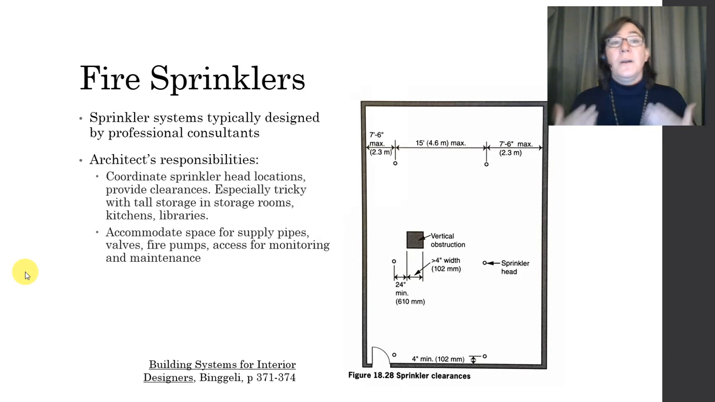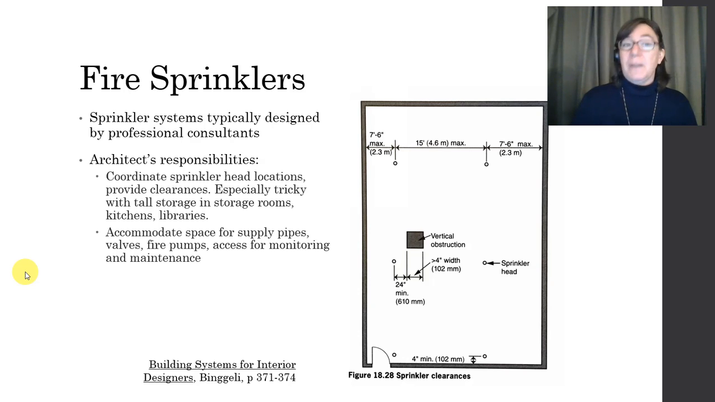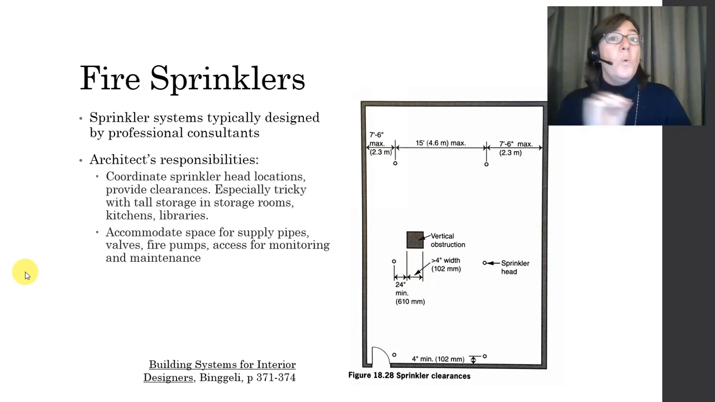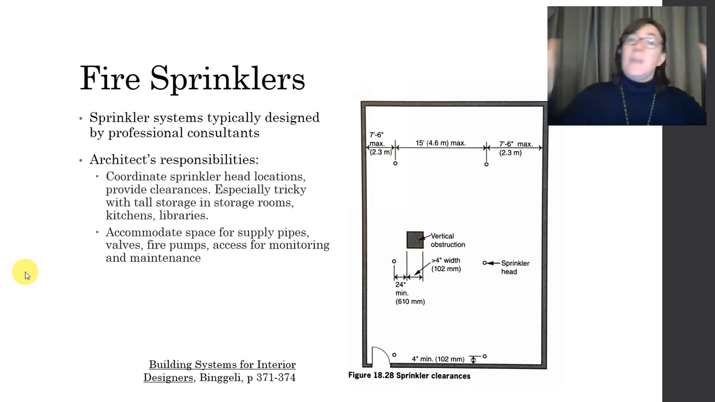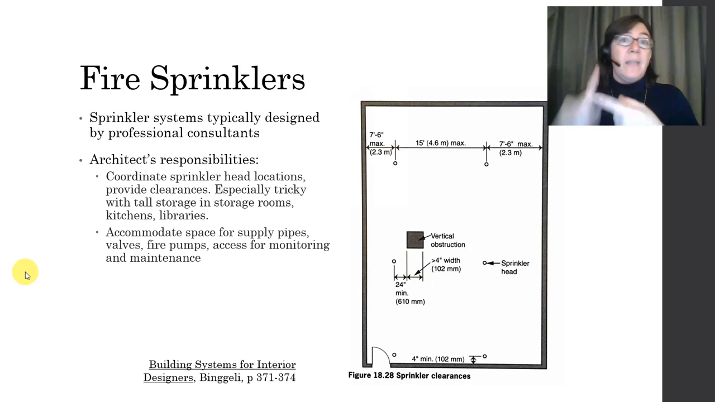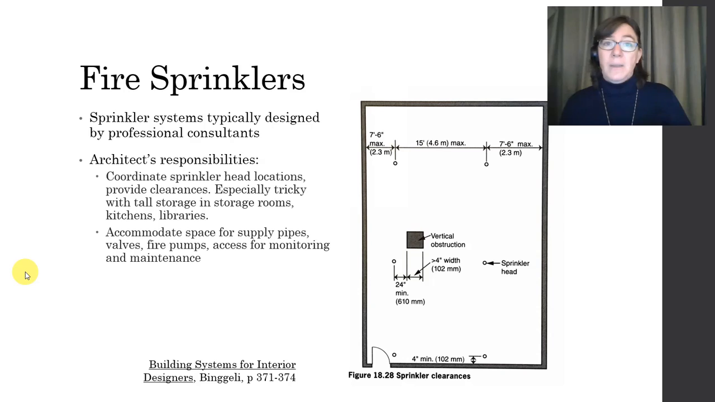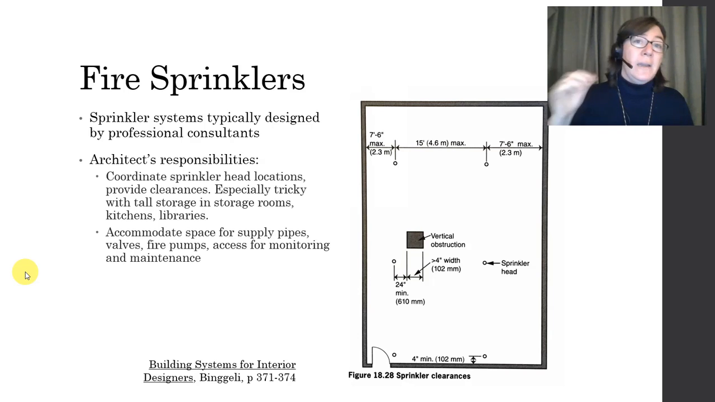Sprinkler systems in general are designed by professional sprinkler designers as consultants to your building team. So, what does an architect need to know and need to do about fire sprinklers? Well, first of all, coordination is your major task here. You need to coordinate the sprinkler head locations with everything else that's up in your ceiling, lighting, HVAC, etc. And this can be especially tricky when you've got tall items in your building, in your rooms, particularly in storage rooms, kitchens, and libraries are notorious for this.